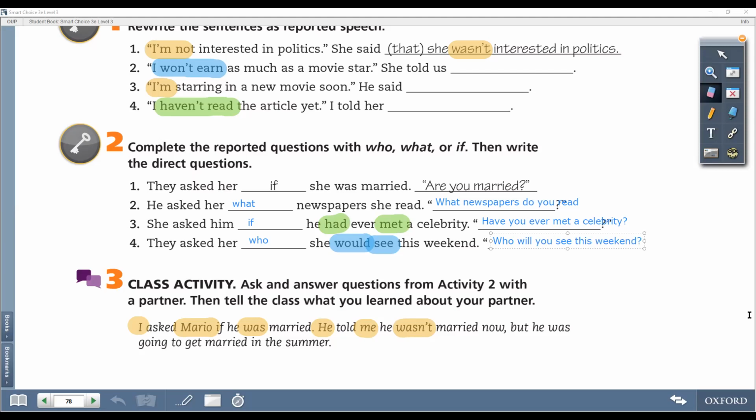Okay, that's right. So if somebody asks me, for example, who will you see this weekend? I can say, oh, they asked me who I would see this weekend. Okay? In this case here, they asked her who she would see this weekend. Okay? All right, people. So if you can take a picture or copy, just let me know when you're done. Okay?